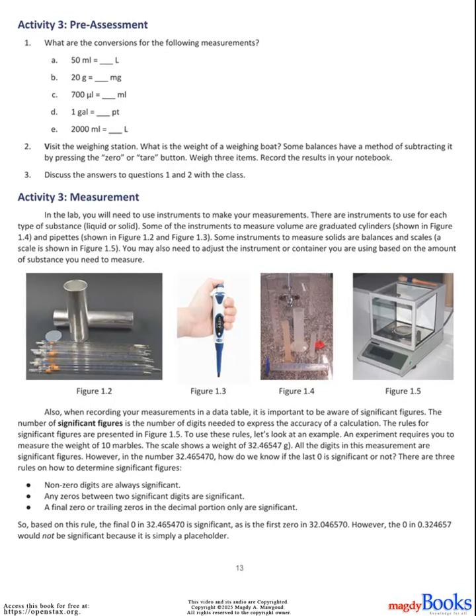Section 3. A. Activity 3. Pre-assessment. 1. What are the conversions for the following measurements? A. 50 milliliter equals ___ liter. B. 20 gram equals ___ milligram. C. 700 microliter equals ___ milliliter. D. 1 gallon equals ___ pint. E. 2000 milliliter equals ___ liter. 2. Visit the weighing station.